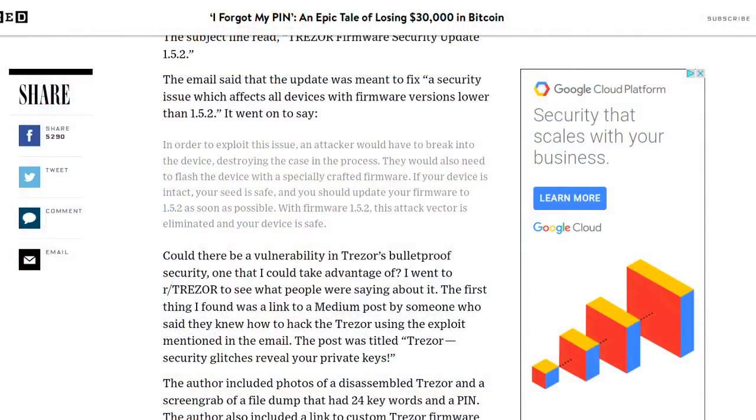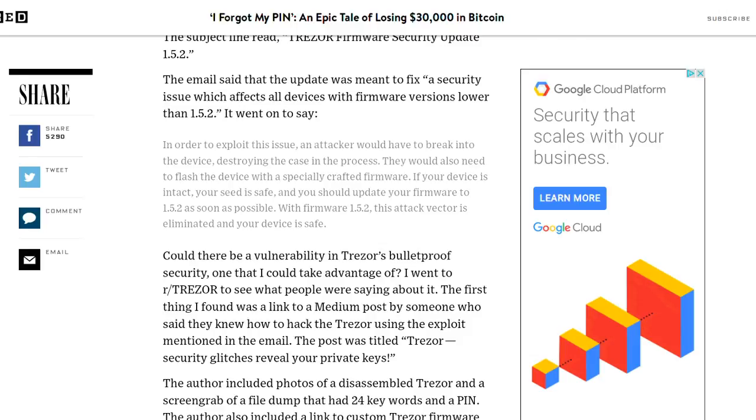So now, last we were at August 12th. Now we're at August 16th. Bitcoin is worth $32,000. He got an email from Satoshi Labs, the manufacturers of the Trezor. It said, Trezor firmware security update 1.52, meant to fix a security issue which affects all devices with versions lower than 1.52. In order to exploit the device, you would have to break in, destroying the case. You'd have to flash the firmware, and this attack vector is eliminated, and your device is safe if you do this upgrade.